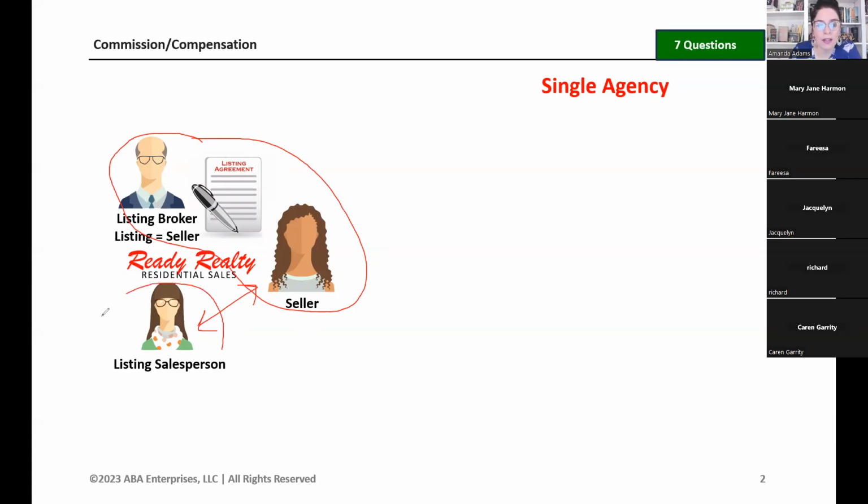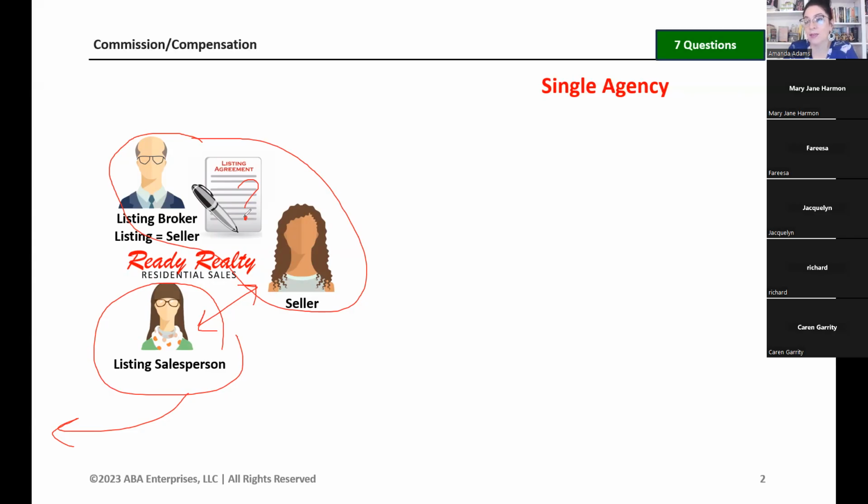Now, what would happen if this salesperson one day decided to leave, to exit stage left? She just said, you know what? I'm tired of real estate. I'm tired of going out here and showing these houses all the time. I'm going to go get a regular job. What would happen to the listing if the salesperson were to leave in the middle of the listing? What would happen to it?